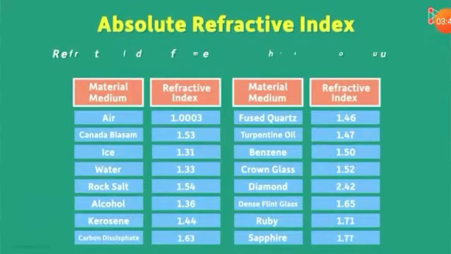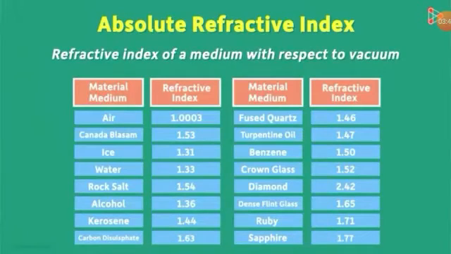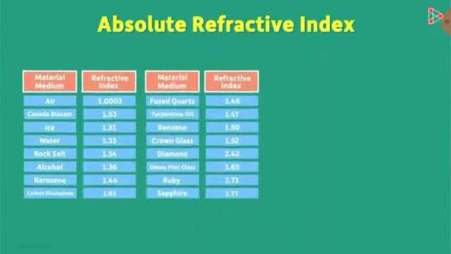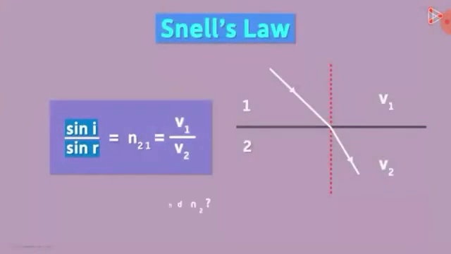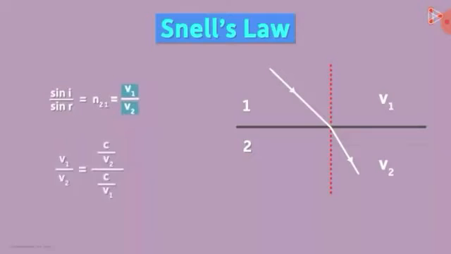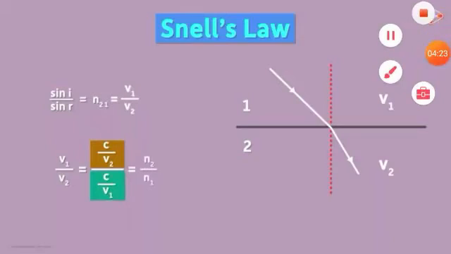These are certain values of absolute refractive index, that is, the refractive index of a medium with respect to vacuum. For example, for water it is 1.33. We can also find it in terms of n1 and n2. The answer will be a constant. The speed of light in vacuum is not changed, only v1 and v2 change, so that will be cancelled out. The answer we will get will be v1 upon v2. It is also known as Snell's law.